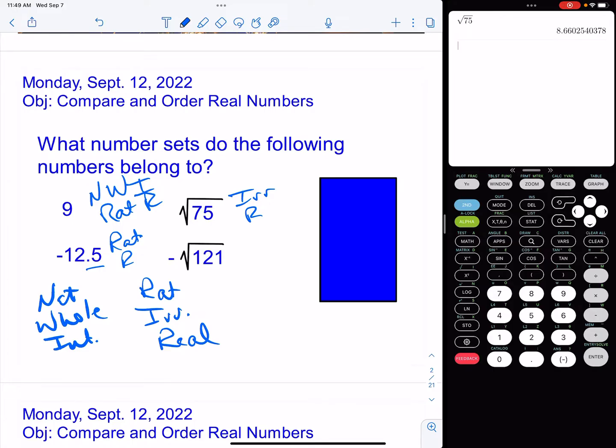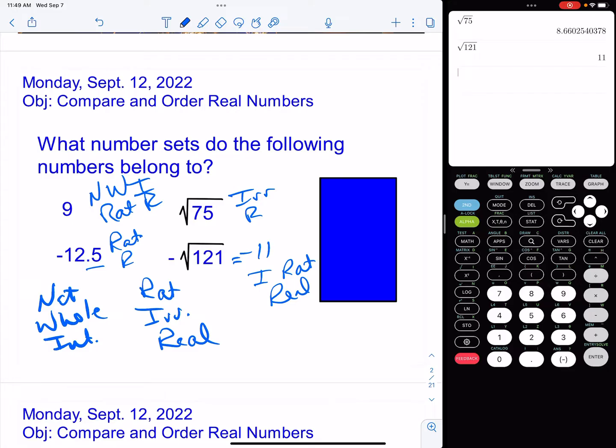Now, the square root of 121, it's got a negative in front of it. So really what that means is whatever the answer to the square root of 121 is, we're going to multiply it by a negative. So let's do this. We go second, x squared, 121, enter, we get 11, and so now we multiply that by a negative, so that's going to be a negative 11 for my answer. So then based on that, what's it going to be? Well, it's not going to be natural, it's not going to be whole, it is going to be an integer, which means it will then be rational and real. And so that's the number sets.